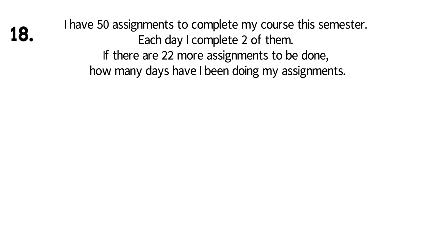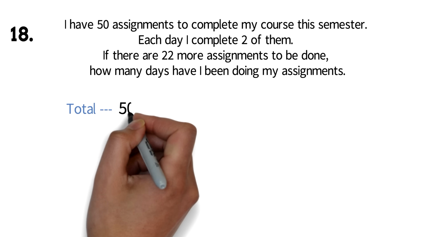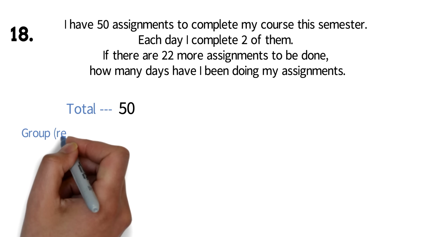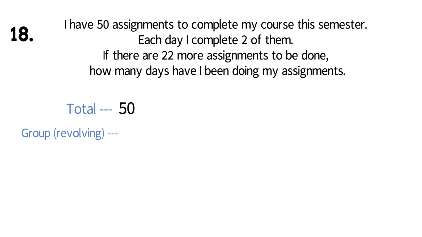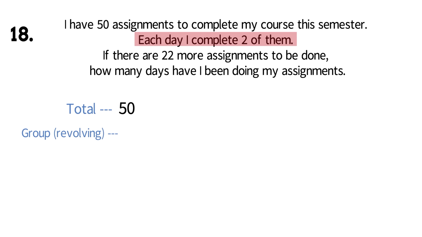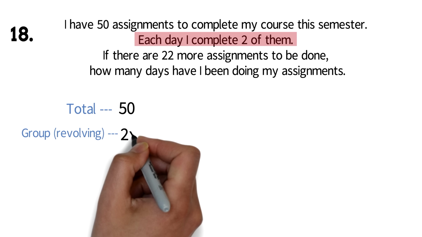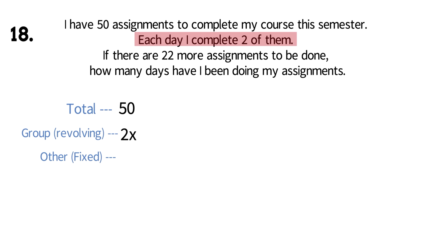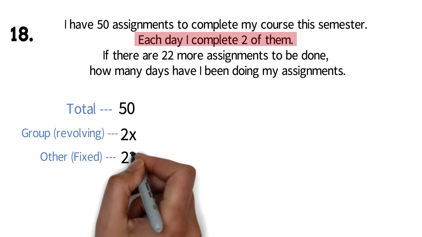This will also be a two-step equation just like we did earlier. The total will be 50 because that's the total number of assignments I have. Since all three values are assignments, our group will be our revolving number. Here, we do not see per day, but we can clearly see this statement. Each day, I complete 2 of them. It's the same as saying I complete 2 assignments per day. So this will be 2x. Finally, we have what is left, the fixed value. Here, this will be 22.